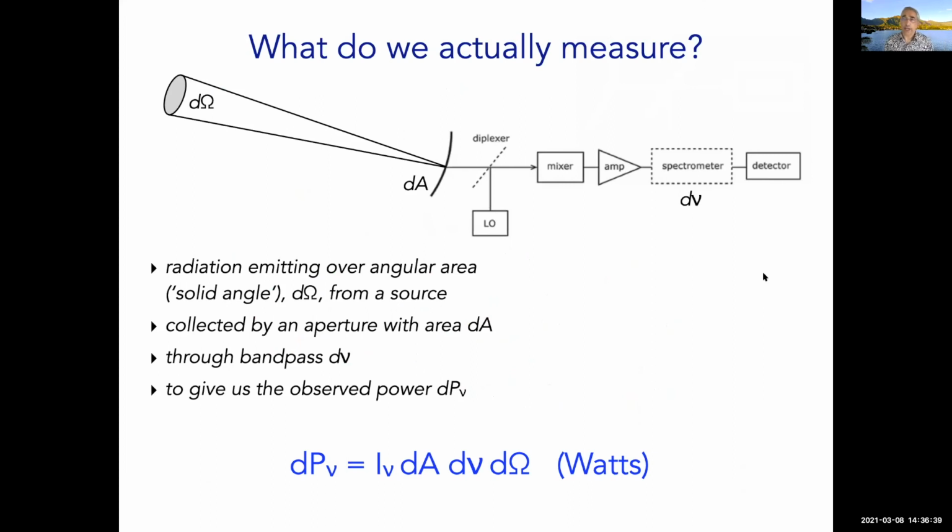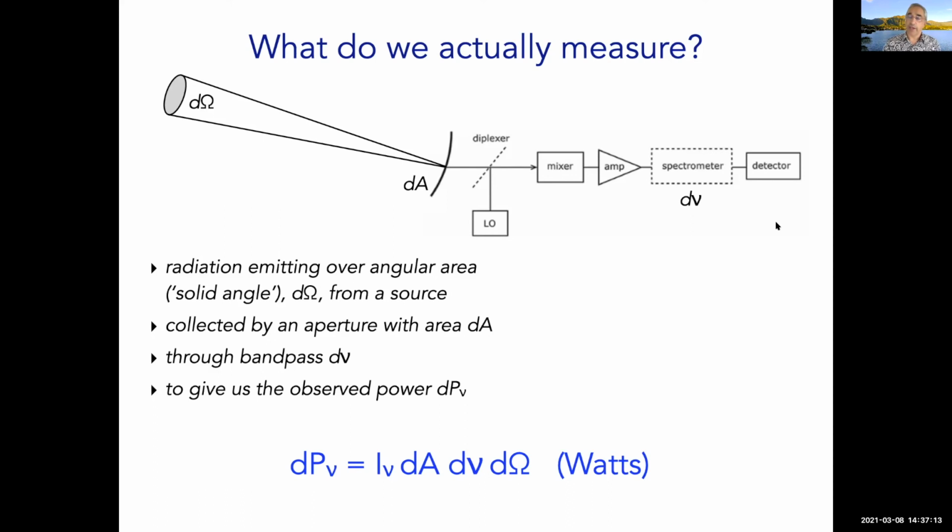Now, what do we actually measure? Here is our schematic with our antenna dish, and we are looking up at the sky at a certain angle towards the radiation from this source. The power that we end up measuring in our detector, for a uniformly illuminated source, will scale with the solid angle on the sky. So if I look at twice the area on the sky, I'll get twice as much power in my detector.